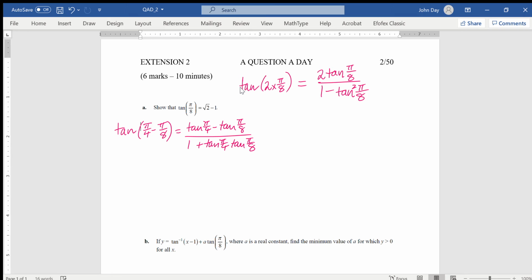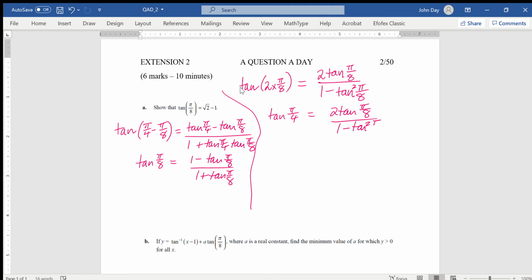So looking at those two, over here I'm going to end up with tan of pi on 8 equals 1 minus tan of pi on 8 on 1 plus tan of pi on 8. If I use that, looking over here, I'm going to get tan of pi on 4 equals 2 tan of pi on 8 on 1 minus tan squared pi on 8. Tan pi on 4 is 1. 2 tan pi on 8 on 1 minus tan squared pi on 8. This is going to give much the same thing.